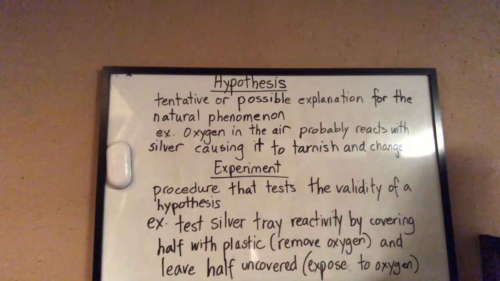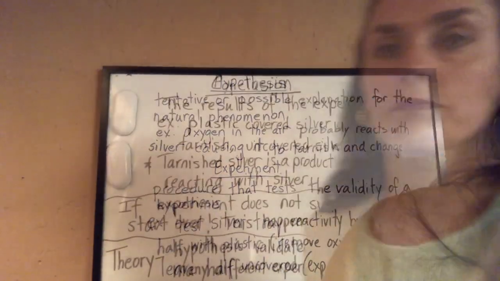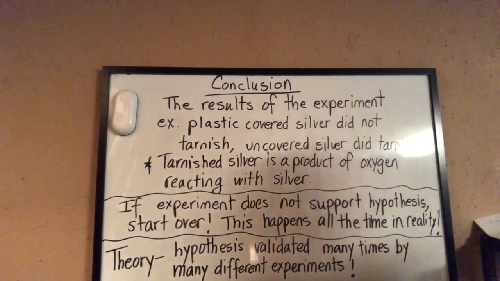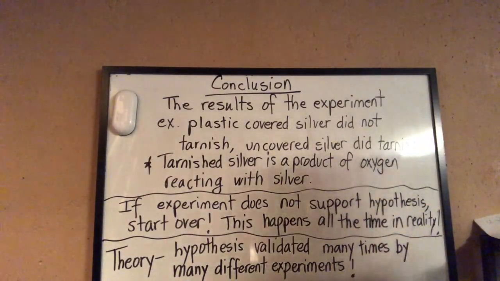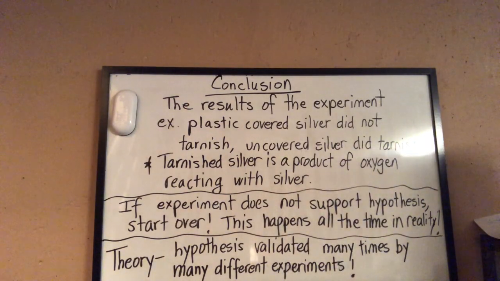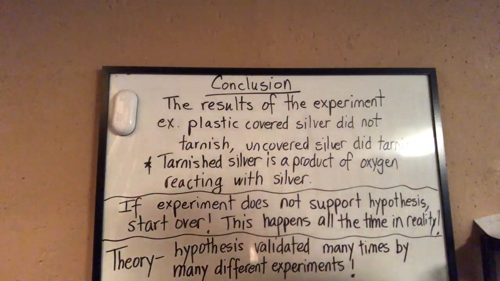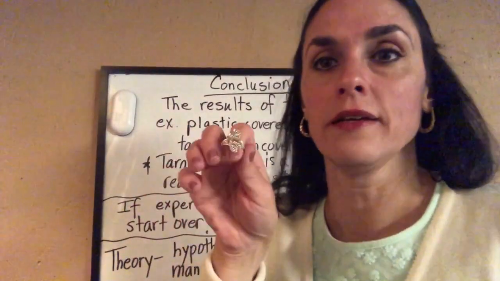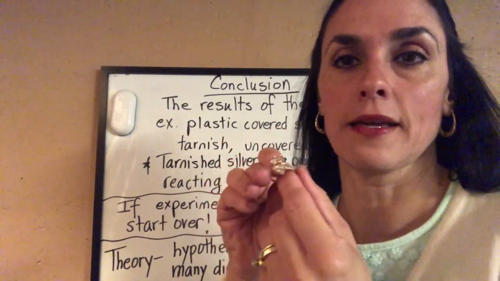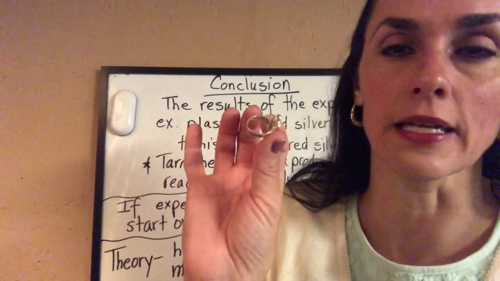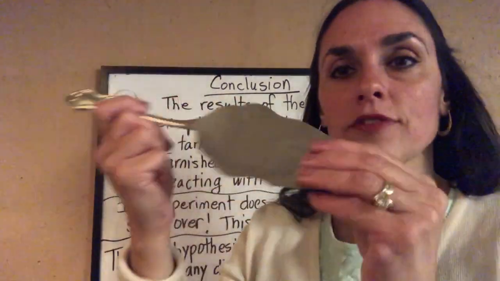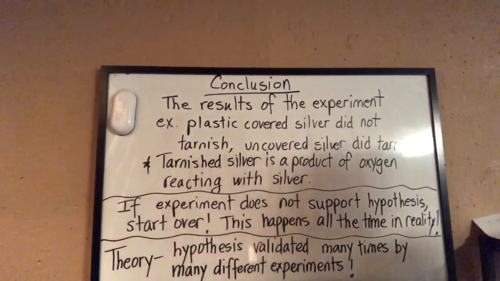After the experiment is carried out, you then go to the next step. After the hypothesis and experiment, you come to a conclusion. In the example that we're talking about here, the results of the experiment are the conclusion, and the conclusion is that the plastic-covered silver did not tarnish, the uncovered silver did tarnish. Just like I had said, this was left uncovered, and tarnish was a result. And this ring, which is silver, was kept in plastic and kept in a box and another jewelry box, so there is no tarnishing on here. It had a lot less reaction with oxygen. So, come to a conclusion.